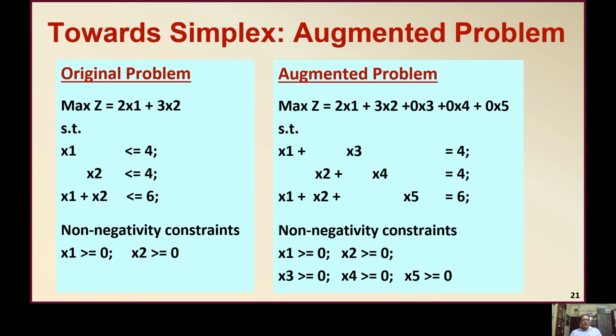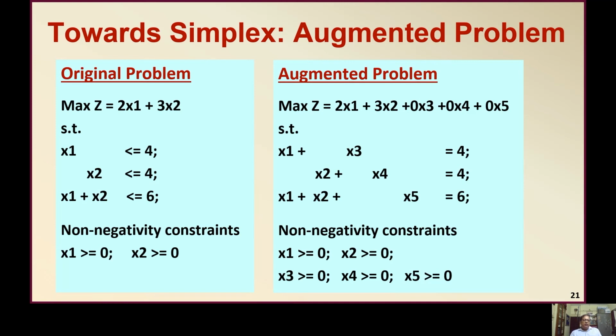That means X3 requires only one unit of this resource and none of the other two. Same thing about X4 and X5. X4 needs only this resource and none of the other two. X5 requires only this resource and none of the other two. So that will now give us another problem.